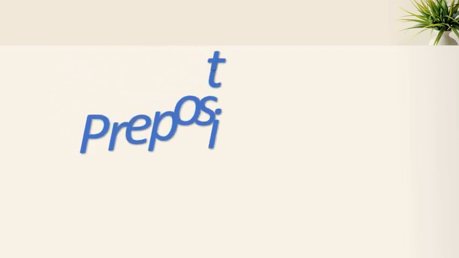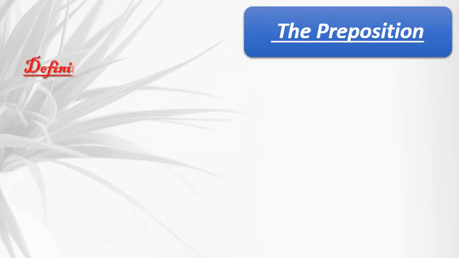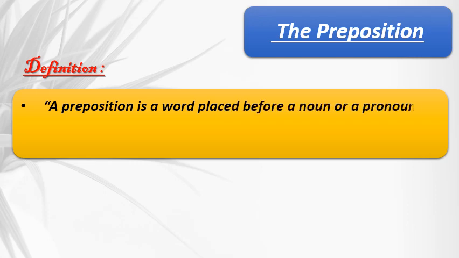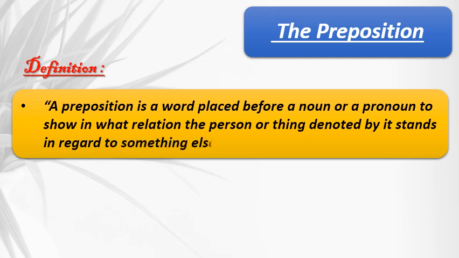A question arises: what do you mean by preposition and how many kinds of prepositions are there? To know about it, first of all, let us see the definition of preposition. A preposition is a word placed before a noun or a pronoun to show in what relation the person or thing denoted by it stands in regard to something else.